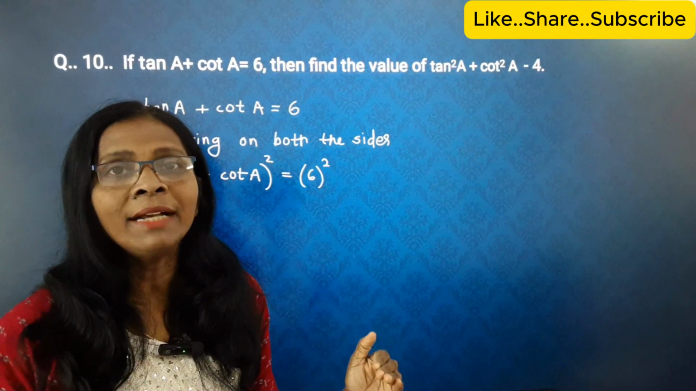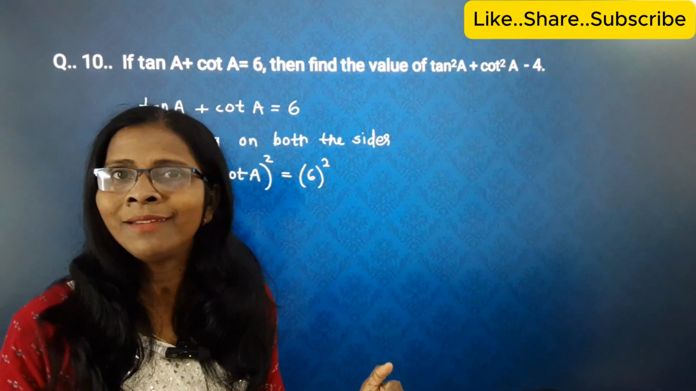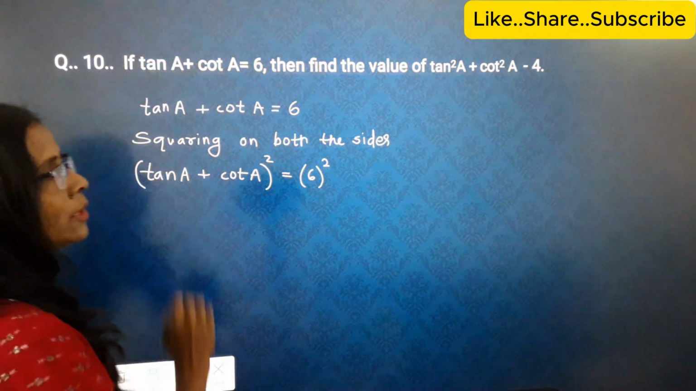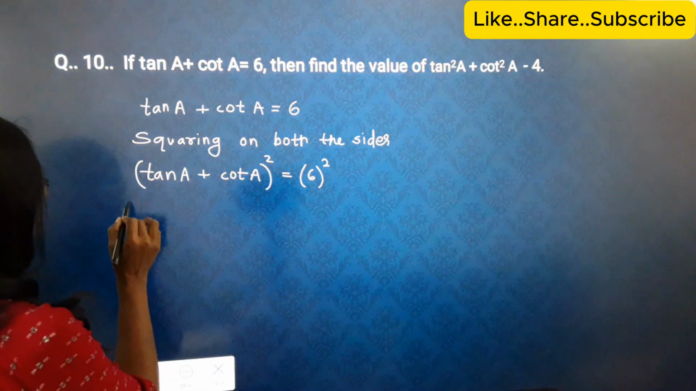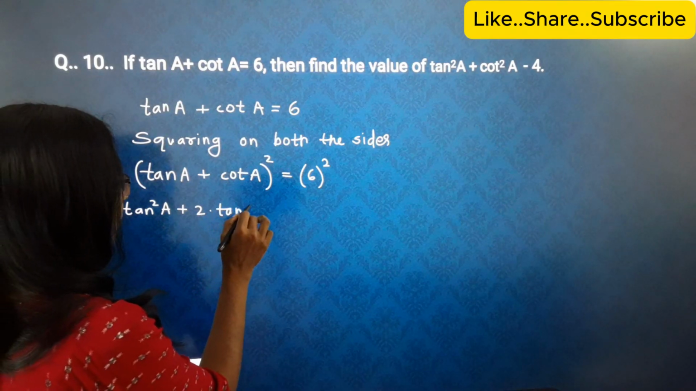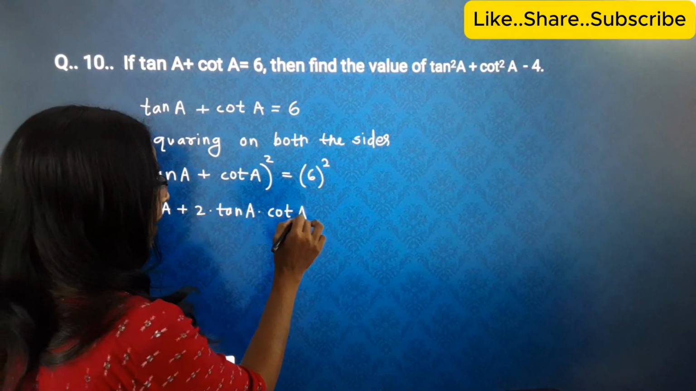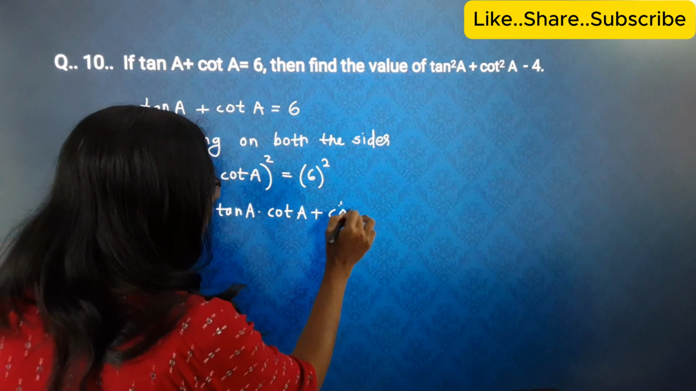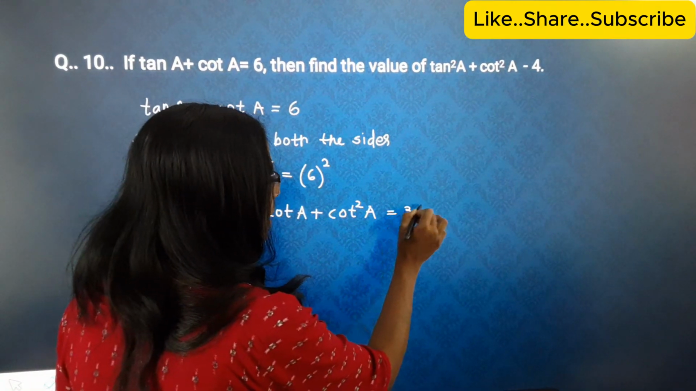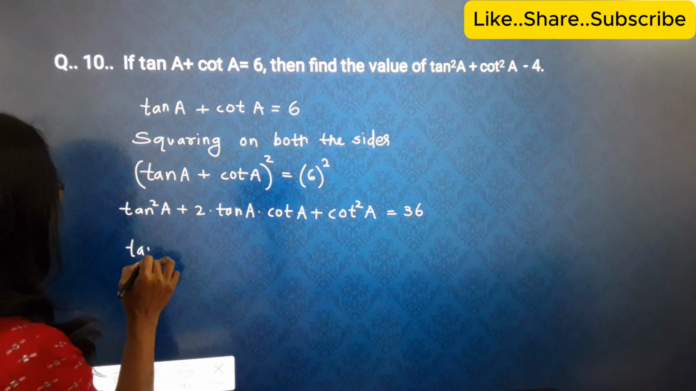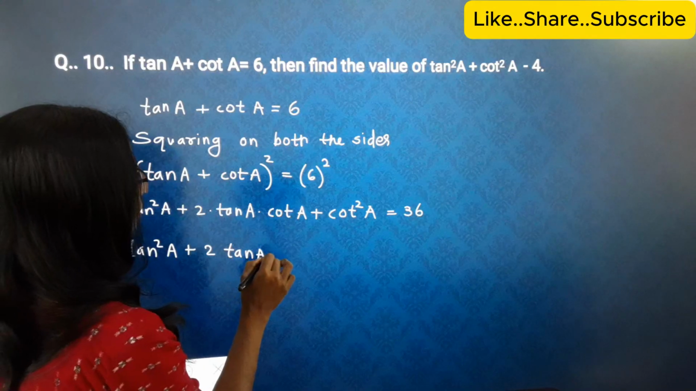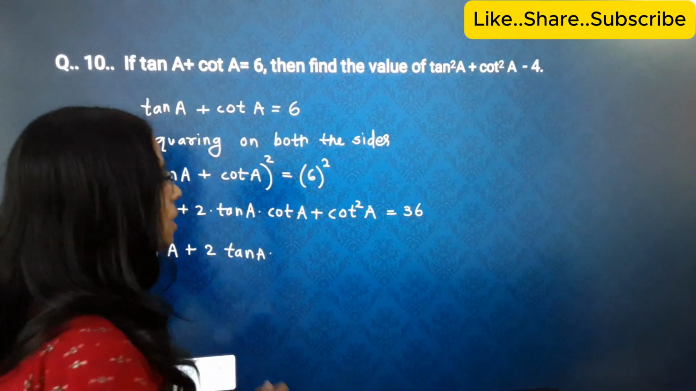Try to find the clue in the given example, students, because the clues are given in the example. Okay, so let us see the next step, that is squaring tan A plus cot A. So here tan square A plus 2 tan A multiply cot A plus cot square A, which is equal to 36. So now here students, tan square A plus 2 tan A multiply, now here cot A means the reciprocal of tan A.